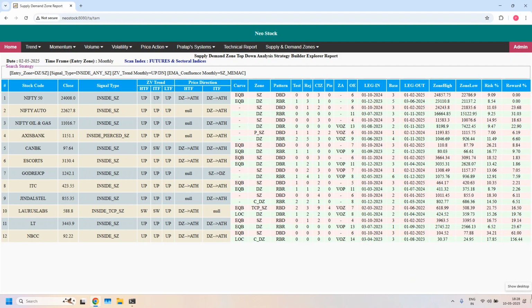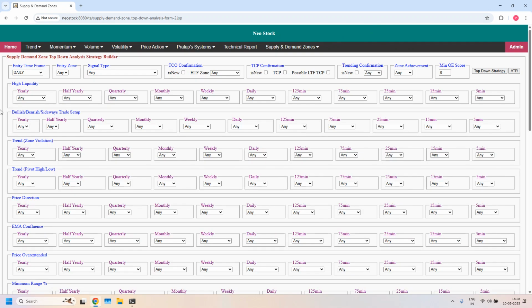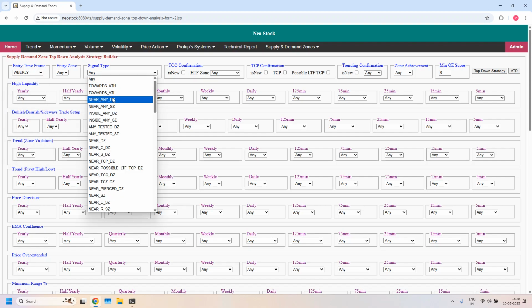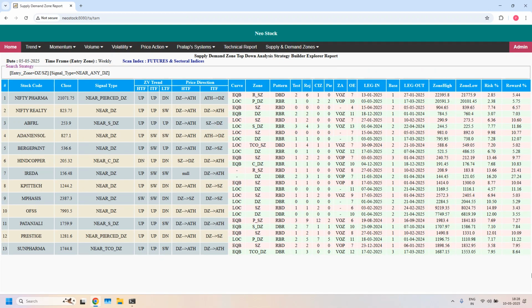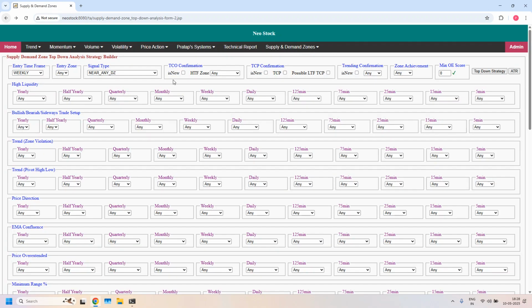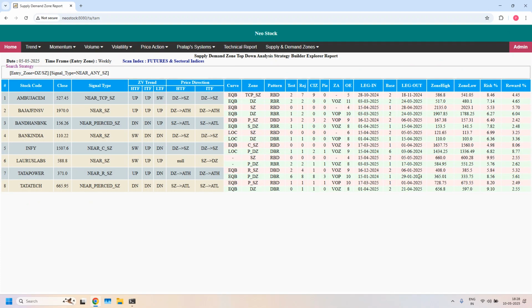Next time frame is weekly. And also this is the end of the week, I will be generating a few additional reports. For weekly time frame, price closed near to the weekly demand zone. We got 13 stocks. Next, stocks near to the weekly supply zone, 8 stocks.